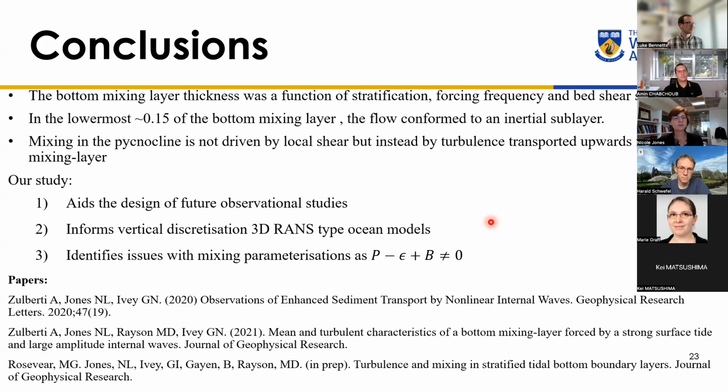So these results will help us to design future observational studies. They'll also inform the vertical discretization of any ocean circulation models. And we've identified an issue with mixing parameterizations because we can see that there's not a balance in production, dissipation and buoyancy production. So we see that the turbulent transport term is important. And so this is something that needs a lot more work, but it's good that we know that we're not in the right place in terms of these mixing parameterizations, at least at these locations close to the bed.